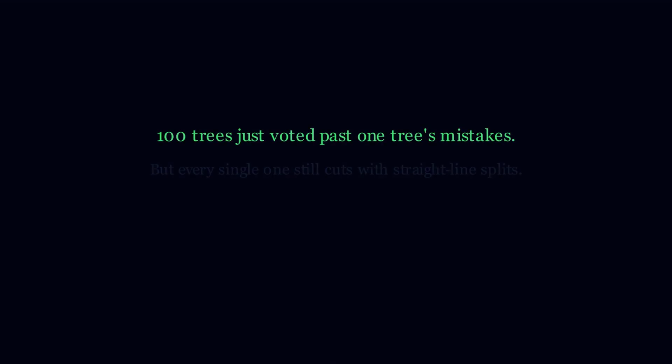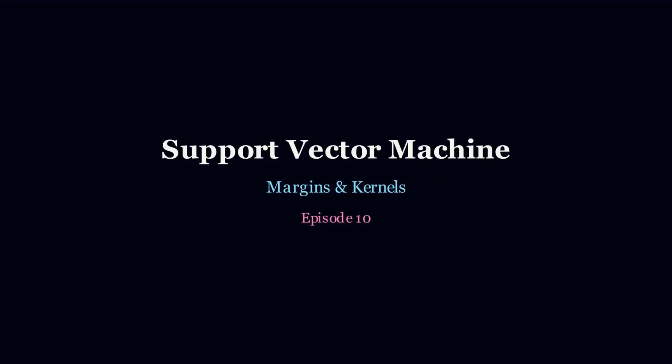100 trees just voted their way past one tree's mistakes. But strip away the votes, and every tree still cuts with straight line splits. So what happens when no straight line can separate your data at all? Picture two rings of dots, one inside the other. Any straight cut fails completely. That's exactly the wall support vector machines were built to break through.